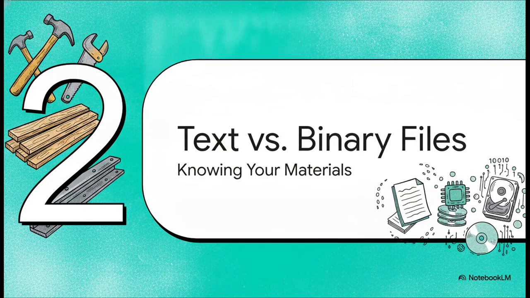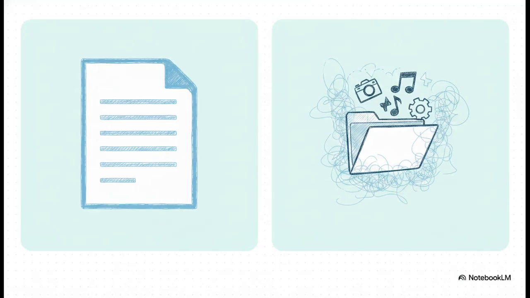Text versus binary files: knowing your materials. Just like a construction worker needs to know if they're building with wood or steel, a programmer has to understand if they're handling text or binary. Let's compare them. Text files are highly structured sequences of characters. While internally they're still just sequences of bytes, zeros and ones, encoding schemes like ASCII or Unicode translate those bytes into human-readable characters. For instance, the ASCII value 65 represents the capital letter A.